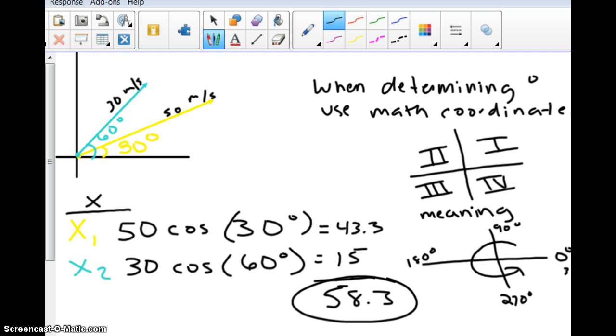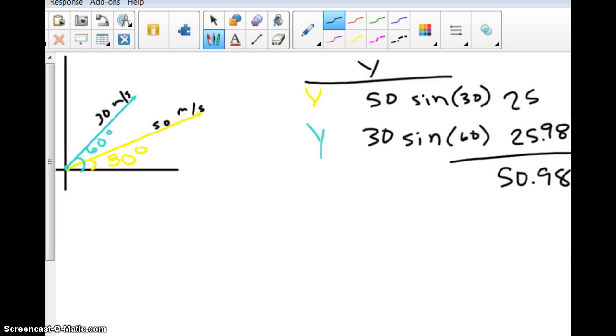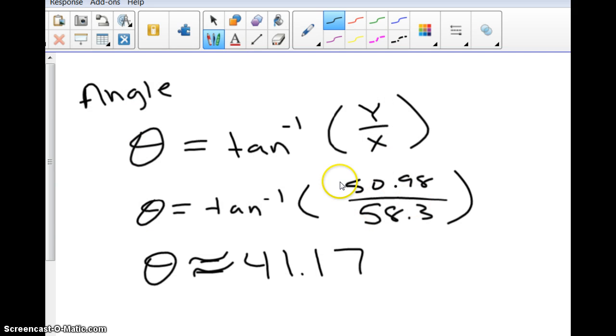So here we found the combination of x to be 58.3, so that's going to be our denominator. And here we found the combination of y to be 50.98, so that's going to be our numerator, which you can see right here. So we just plug that into the equation. Yet again, plug it into your scientific calculator. If you don't have one, I'll have one available when we talk later. So that angle is roughly 41.17 degrees. I should have little degrees there, sorry about that. And this gives us the direction of the new vector.